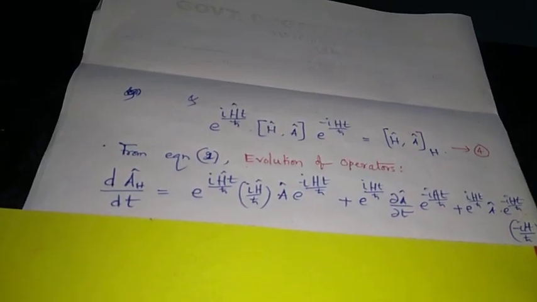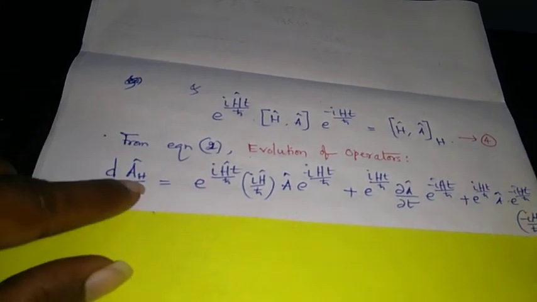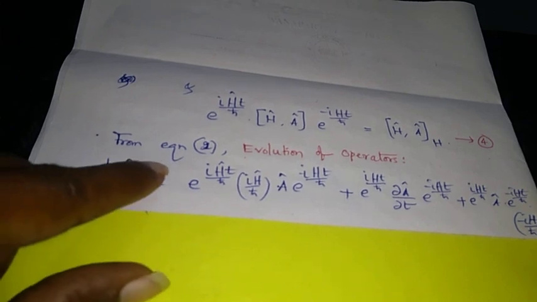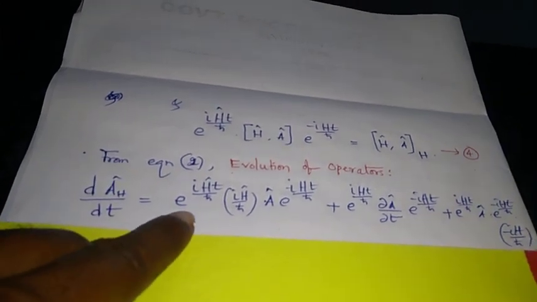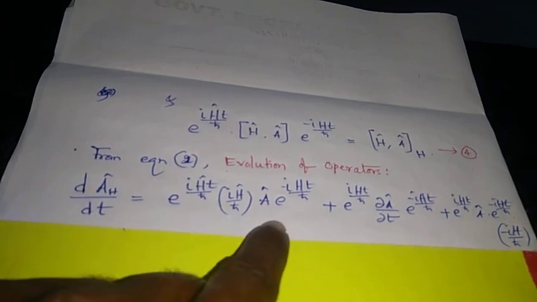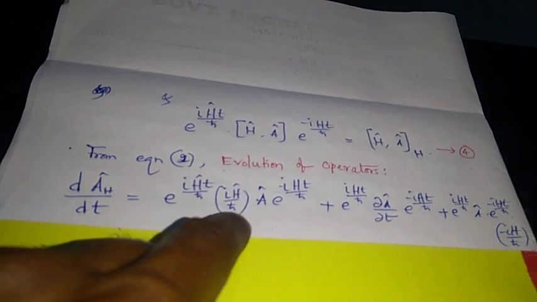In the following, we try to derive an expression for the evolution of operators in Heisenberg's picture. For that purpose, we take the differentiation with respect to time, from equation number 2. We do the derivative for the first exponential and keep A and the second exponential as they are, and we get this first term.